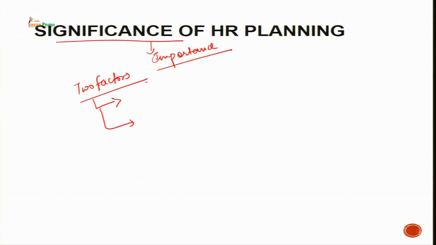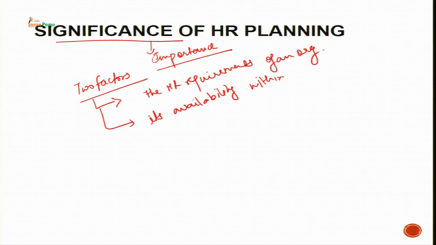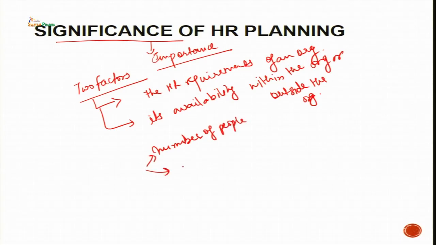The factors which affect planning include the HR requirements of an organization, and second is its availability, whether it is within the organization or outside the organization. With regard to HR requirements, the role of human resource planning is basically estimating the number of people the organization requires, and second is the nature of people. Here, nature of people is not related to the psychological aspect, rather the positional nature of people required in the organization.